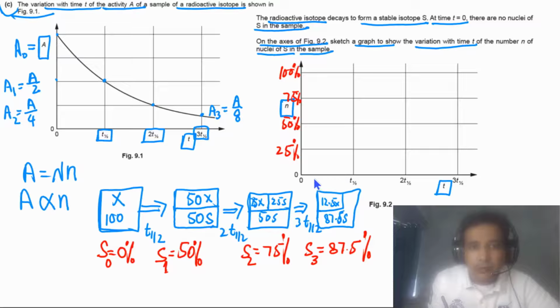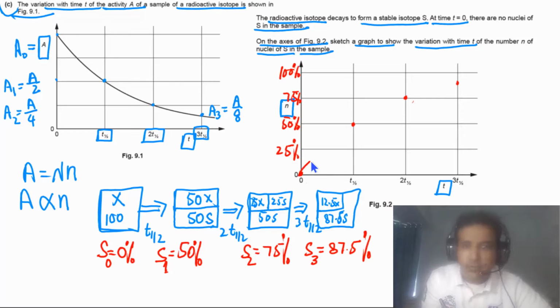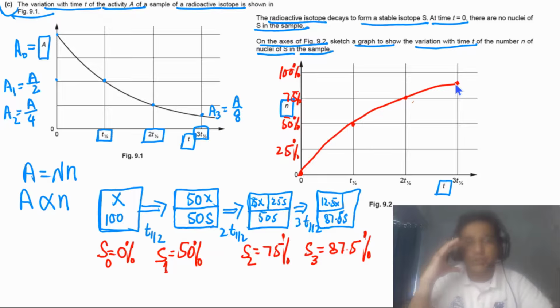So first of all, we have 0, so we can use one dot here. After 1 half-life we have 50%, after 2 half-lives we have 75%, and after 3 half-lives we have 87.5%. Now we simply have to connect these points. So we can draw this exponential growth curve like this. So this is how you need to sketch the graph. I hope this is clear to you.